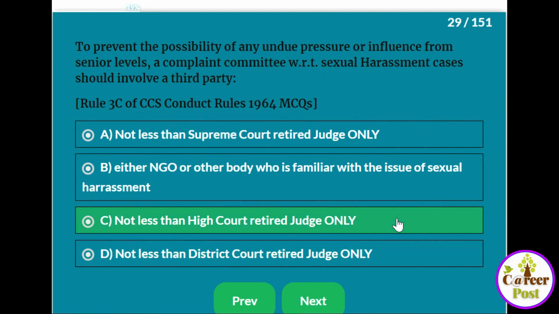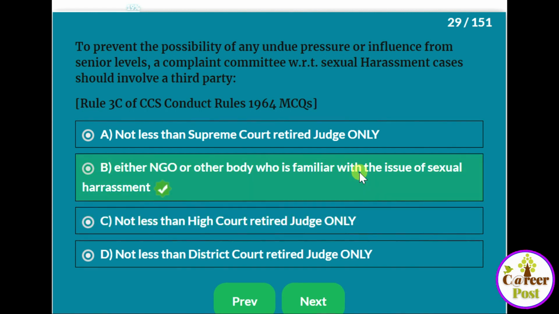To prevent the possibility of any undue pressure or influence from senior levels, a complaints committee with reference to sexual harassment cases should involve a third party, either an NGO or other body which is familiar with the issue of sexual harassment.